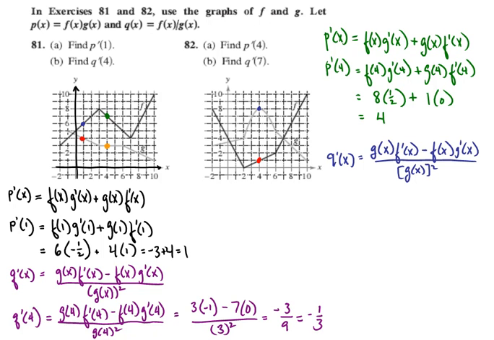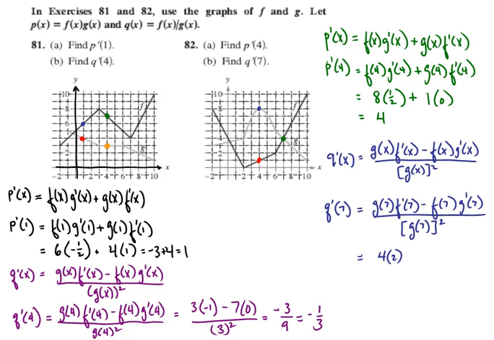We find q prime of x is low d high minus high d low over low squared. And q prime of 7 is just g of 7, f prime of 7 minus f of 7, g prime of 7 over g of 7 quantity squared. Plugging in 7 for x, g of 7 is 4, f prime of 7 is 2, f of 7 is 4, g prime of 7 is negative 1, and again g of 7 is 4. Simplifying out, we get 12 over 16, which is 3 over 4.